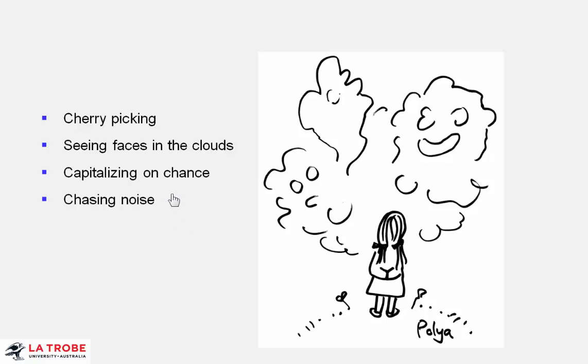Capitalising on chance, chasing noise, or seeing lumps in the randomness. These are all equivalent and alternative expressions for looking around in the data and seeing something, but maybe it's just a random fluctuation. So seeing faces in the clouds may be appealing, but don't fool yourself. It may just be randomness.